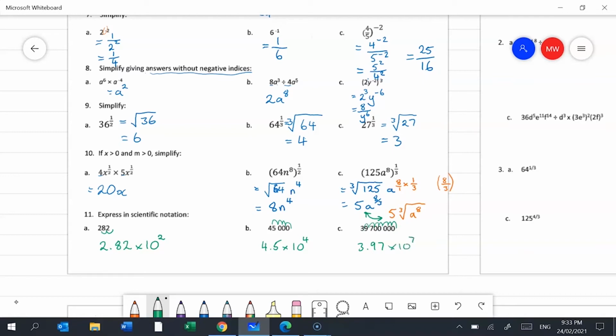Keep it at one number before the decimal. Don't make this 397 times 10 to the power of 5, for example, okay? Keep it as one number, then the decimal, and a couple of decimal places, times 10. That's the general form that everyone follows.